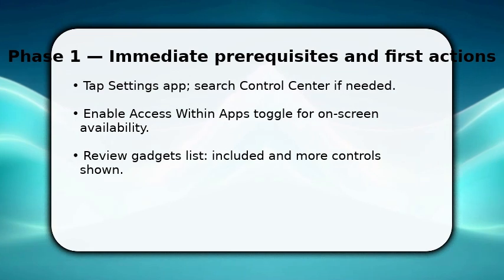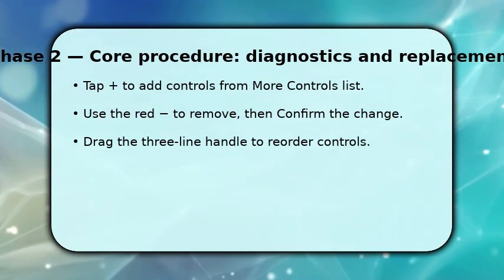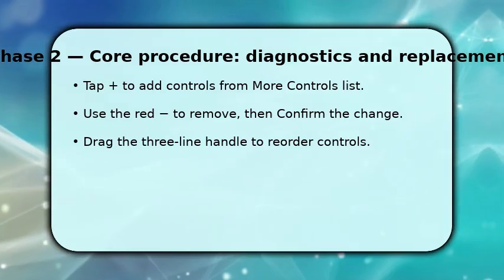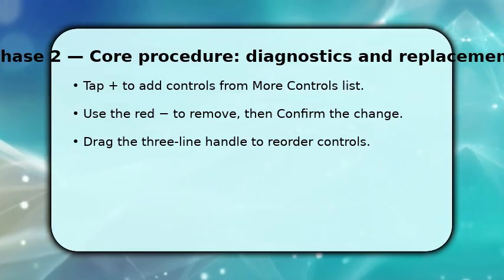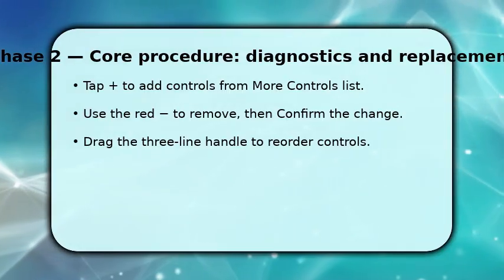Now work through the middle steps. Add new items by tapping the plus icons next to more controls. Choose things you use frequently, like voice memos or magnifier. Once added, remove unwanted controls with the red minus and delete to keep the panel focused.